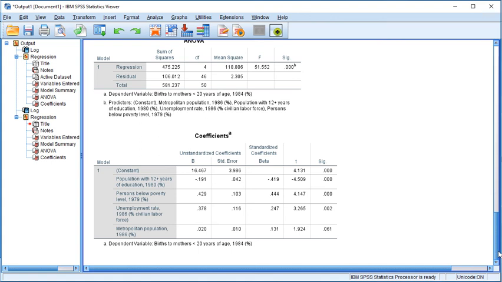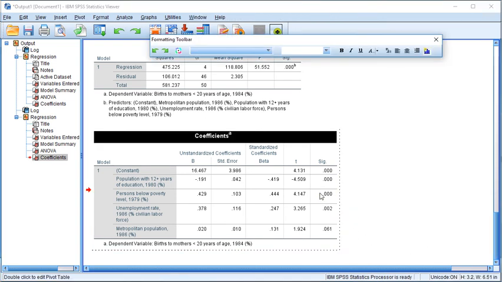I'll just double click once on the output, and it opens up the editor for the output. I move my cursor right over top of the probability value. Its probability value is 0.000045. So it's still a fairly low probability value. So it's highly unlikely that this sample was drawn from a population where education and births to young mothers is not related, that its coefficient is 0. No, its coefficient is different than 0.